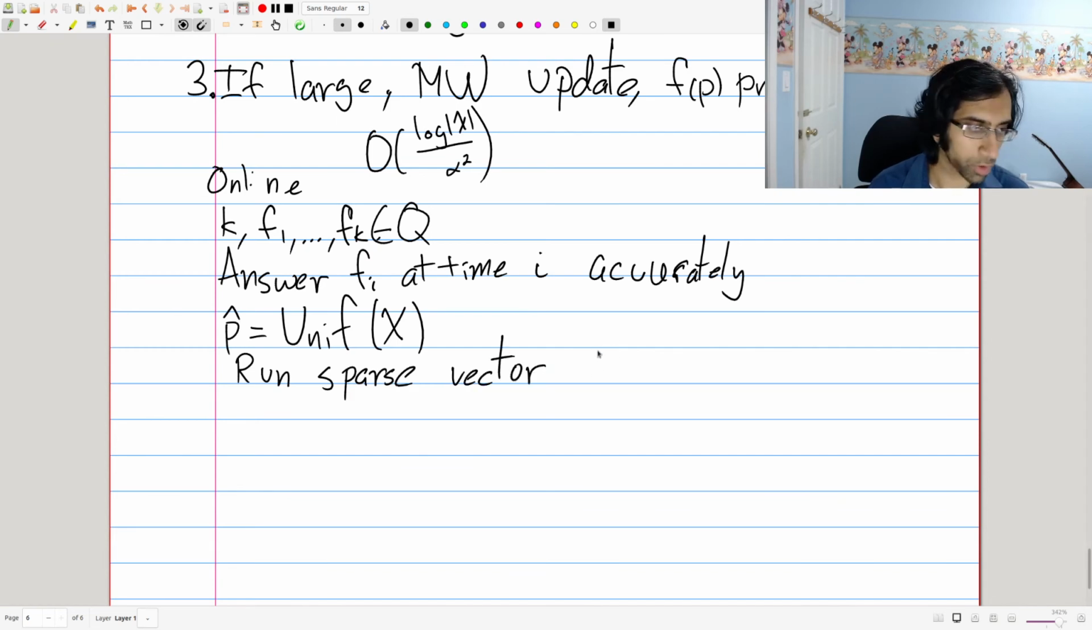And the threshold will be, what will be the queries? Like, what are the queries in this case? What do we feed into SparseVector? Well, we're going to use the queries which are the magnitude of p hat. Let me write it as we've written it in today's lecture, at least. At time i, it'll be the following.